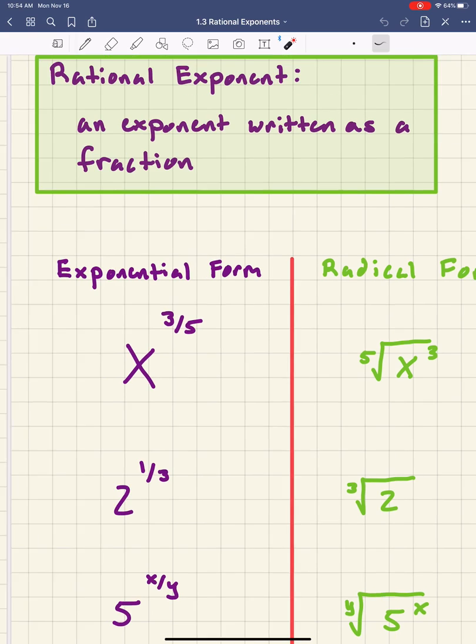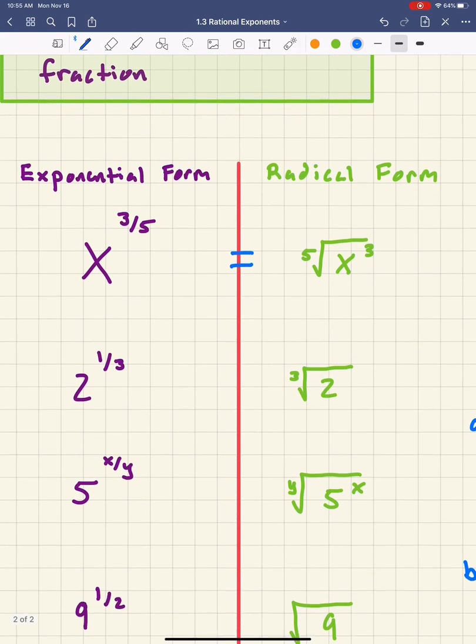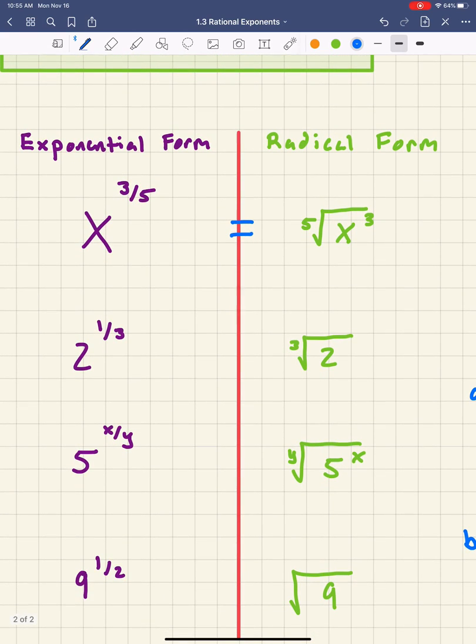And then on the right, we've got radical form. So now we've got this same expression written differently. These two things are equal to each other. One of them is in exponential form, and one of them is in radical form. And then we've got this written again below. We've got 2 to the 1/3, and that's equal to the cube root of 2. And again, these two things are equal. One is in exponential form, one is in radical form. So just two different ways to write these expressions.